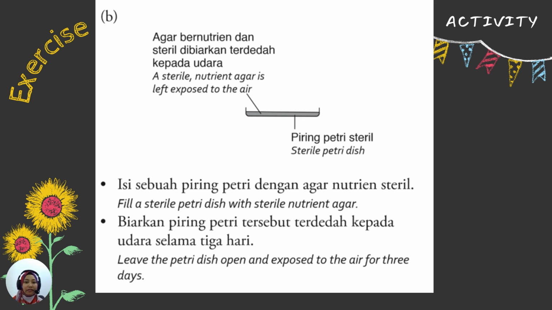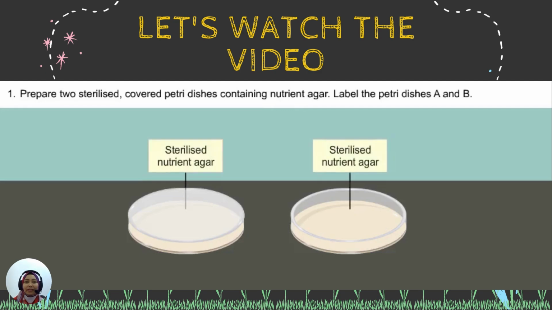Okay, next activity. Fill a sterile petri dish with sterile nutrient agar. Leave the petri dish open, exposed to the air for 3 days. What will happen? Let's watch the video.